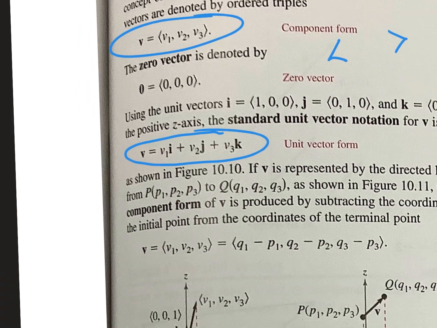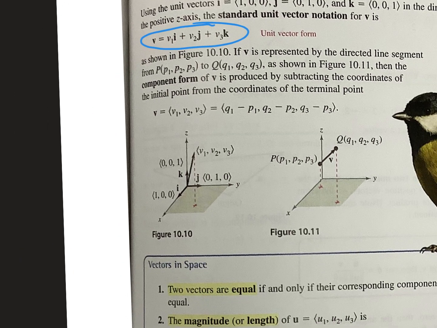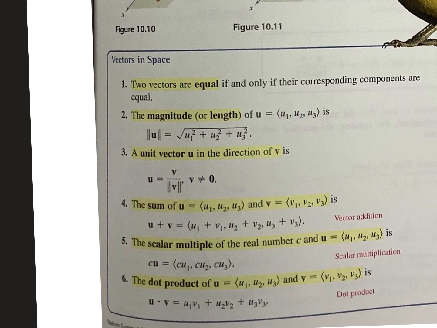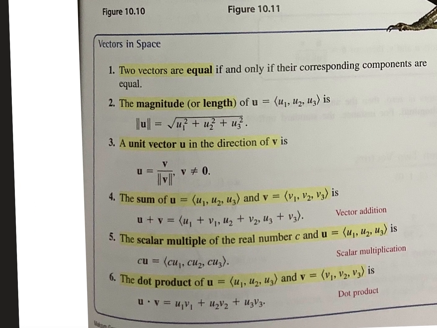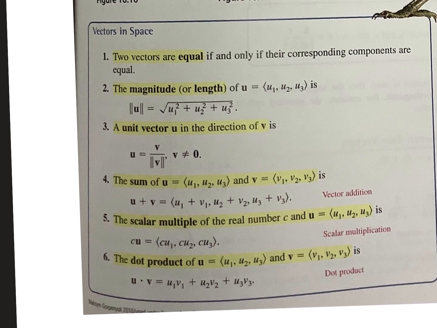How do you find the component form? How do you find scalar multiplication? All that stuff is exactly the same as it was before. I'm going to skip through all of this. This is all stuff you've done before. I'm going to skip through it quickly and then just go to some examples. But remember, guys, 2 vectors are equal if their corresponding components are equal. Equal means equal. It's the same.